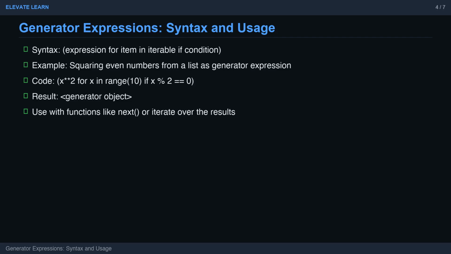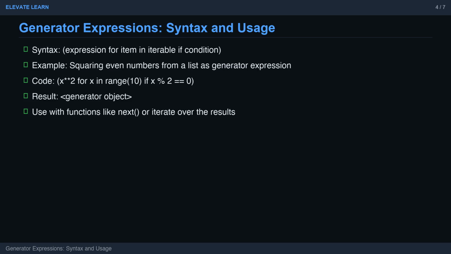Welcome to our tutorial on generator expressions. They're quite similar to list comprehensions, but with a twist. The syntax looks like this: expression for item in iterable if condition. For example, let's create a generator that squares even numbers from a range of 0 to 9. Here's the code: x ** 2 for x in range(10) if x % 2 == 0. This will give us a generator.